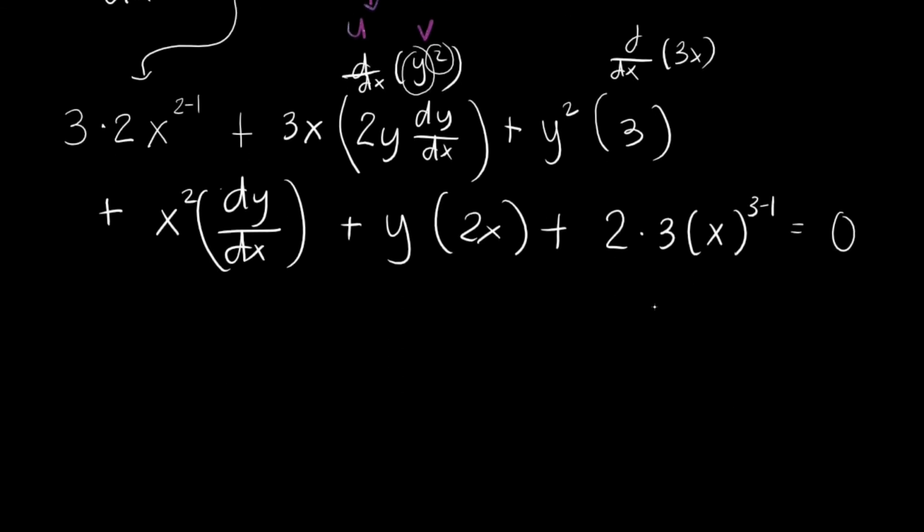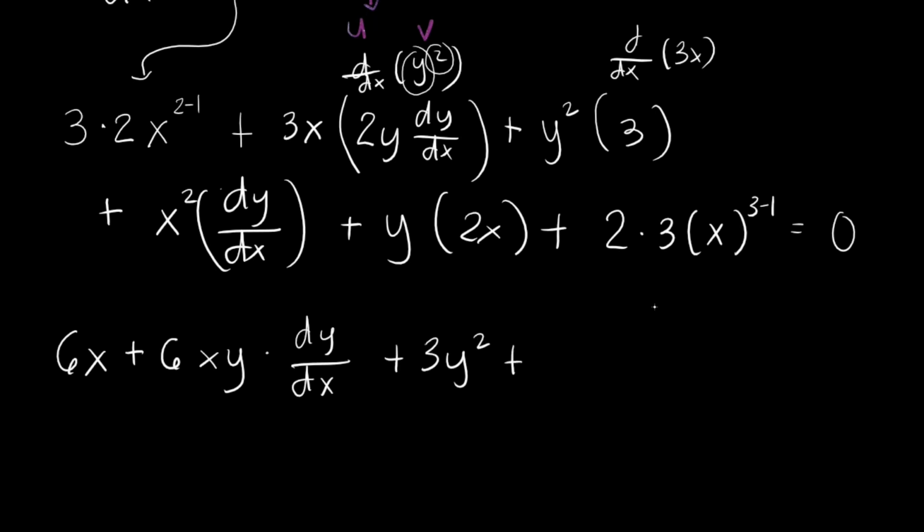3 times 2 will be equal to 6x. Then, 2 minus 1 is equal to 1. Plus, 3x times 2y, dy over dx, that will be equal to 6xy. Tapos, times dy over dx. Plus, 3y squared plus x squared dy over dx. Yan. Plus 2xy. Ano pa ba? Plus, yan. Plus 2 times 3 will be equal to 6x squared, then equal to 0.